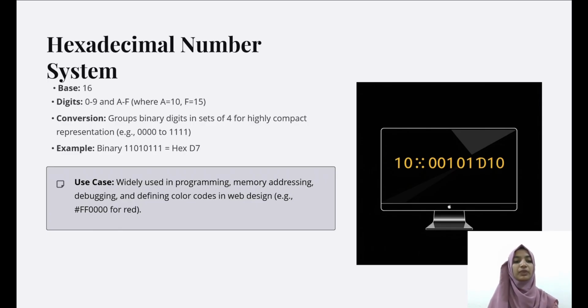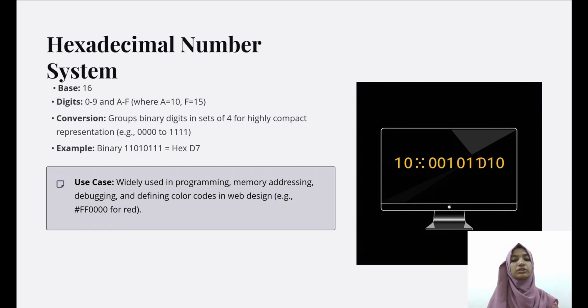Now, an example. For example, if we take the binary number 1101 0111, we divide it into two 4-bit groups, 1101 and 0111. The group 1101 is equal to D and the group 0111 is equal to 7. So the binary number 11010111 becomes D7 in hexadecimal. This shows how easily binary can be converted to a shorter, more reliable hex form.